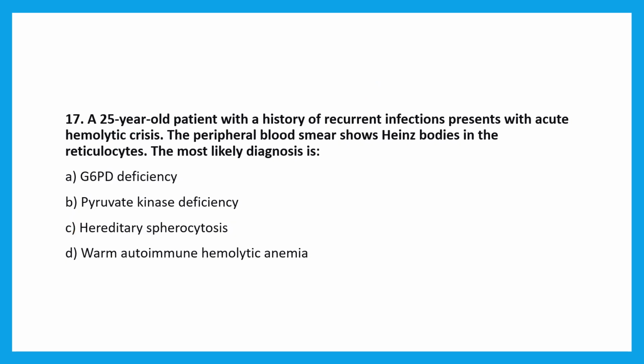Okay, a 25-year-old patient with a history of recurrent infections presents with acute hemolytic crisis. The peripheral blood smear shows Heinz bodies in the reticulocytes. The most likely diagnosis is what?